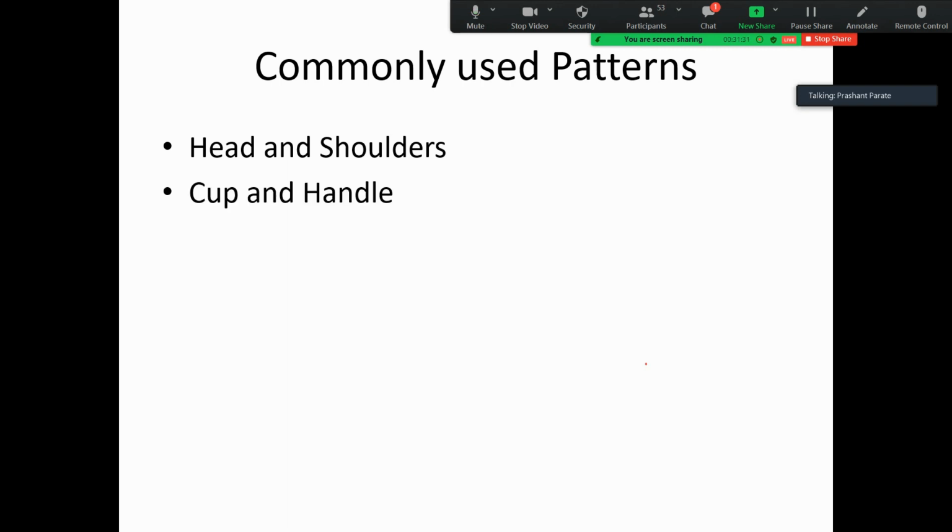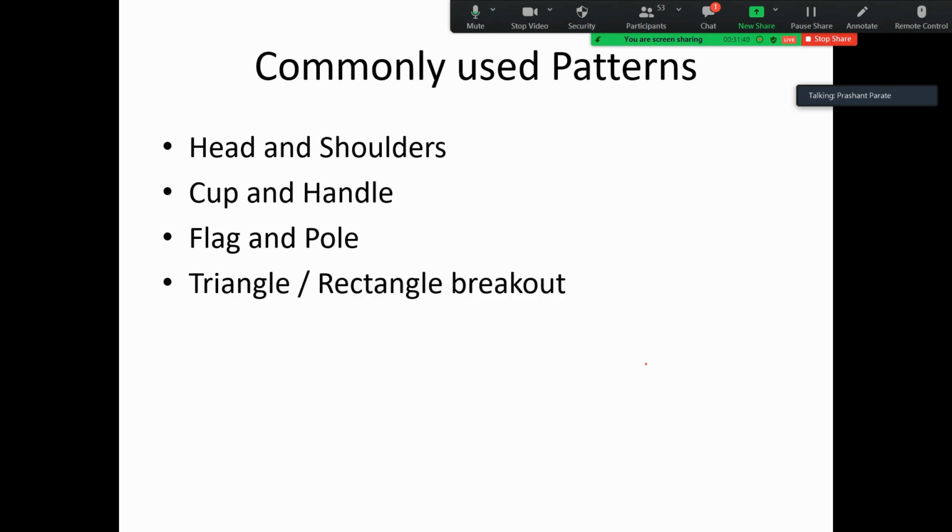There are different commonly used patterns. A lot of patterns are repeating, and they repeat particularly in some stocks. We'll see there are head and shoulders. Some stocks form head and shoulders very frequently. Some stocks do not follow this pattern. There is the cup and handle pattern. Cup and handle is formed in some stocks. Other stocks don't follow this pattern. Flag and pole is another pattern. Triangle or rectangle breakout is one pattern.